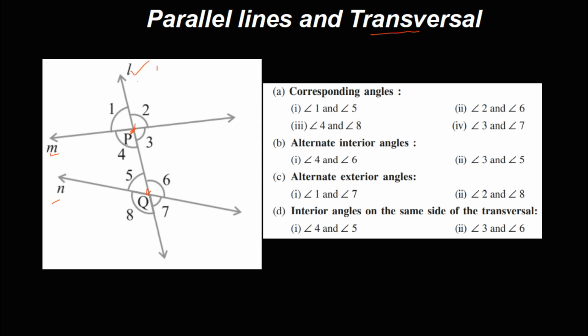So here L will be called a transversal line, right? When a line is intersecting two given lines at two different points, that means it is called a transversal. The example can be like this also, when we talk about two parallel lines, then L will be called a transversal because it is intersecting at two different points. Fine, this is a very important topic here, and this distance is called the intercept.